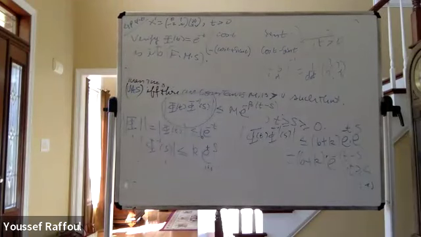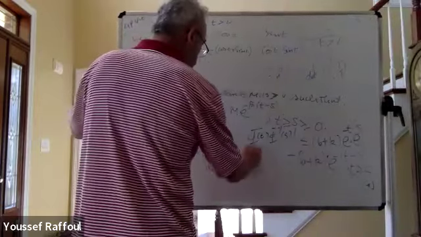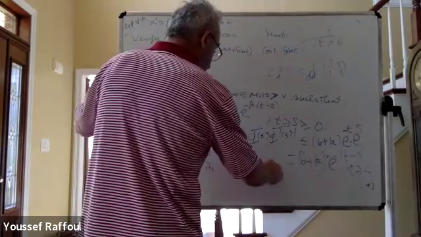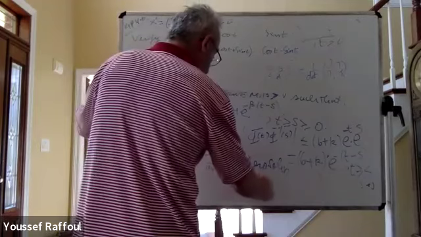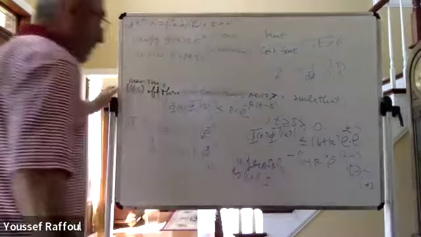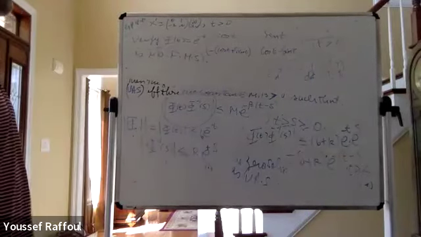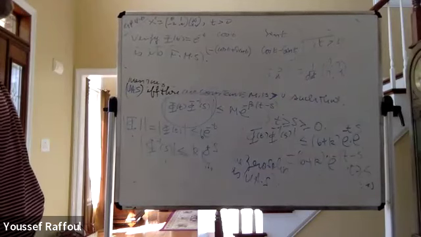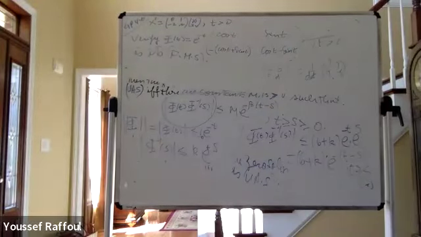All right. So you see, the zero solution of this one is uniformly asymptotically stable. Okay? Any questions?